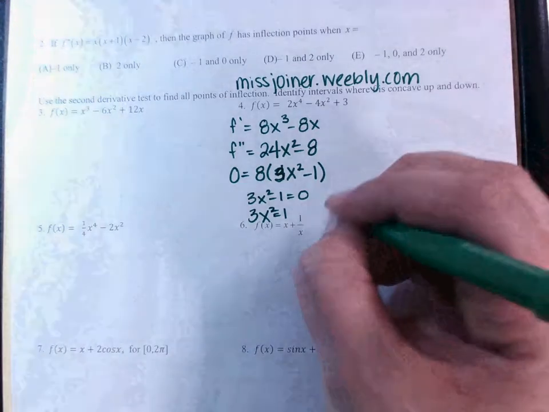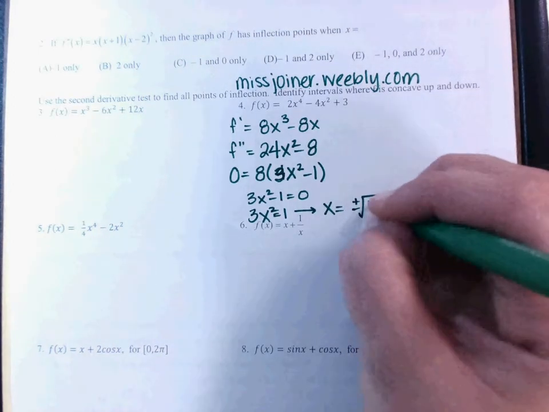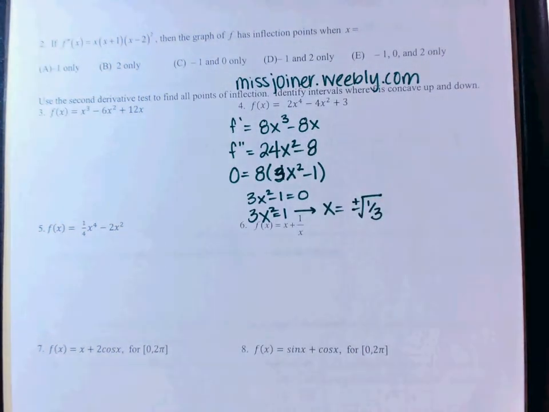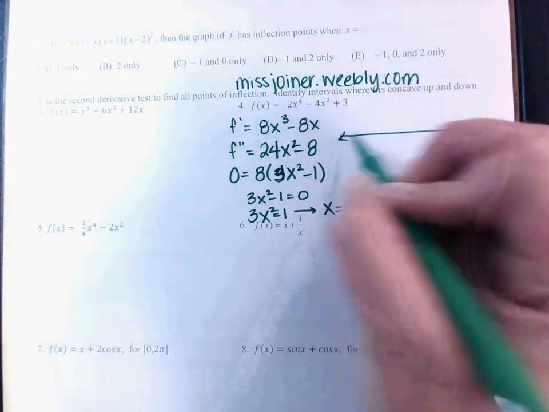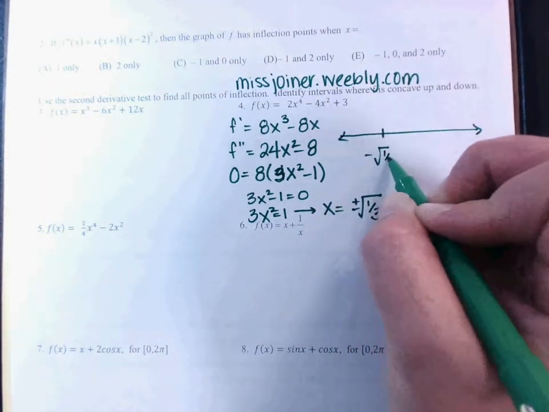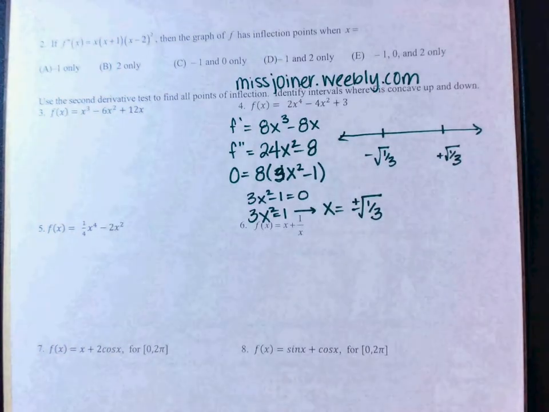What are my 2 critical numbers? Plus or minus the square root of a third, yeah? Now, if this was a nice, easy, perfect square, that would have been a little bit easier, but it's not. So you'd break it down into 1 over 3 positive square root, 1 over 3 negative square root. Okay, then set up your line test: negative square root of 1/3 and positive square root of 1/3.